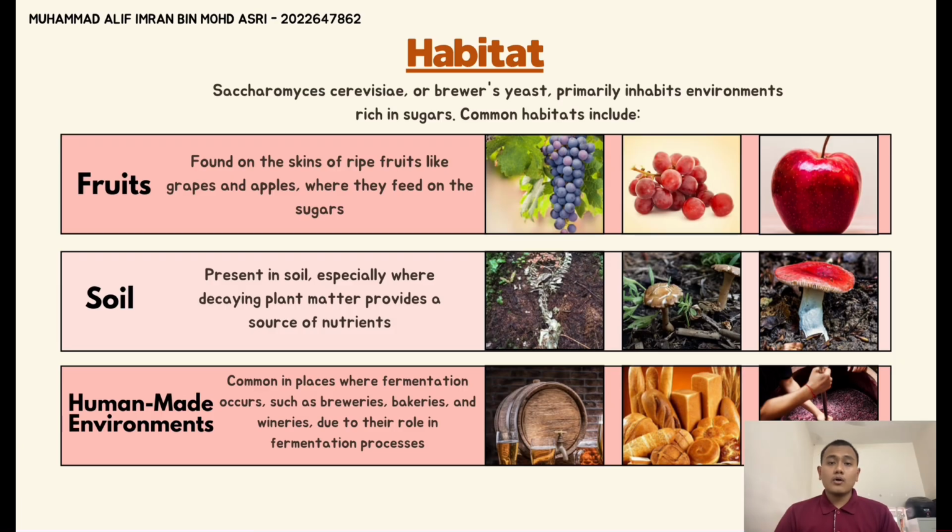Let's take a look at the habitat. Saccharomyces cerevisiae, or brewer's yeast, primarily inhabits environments rich in sugar. First, we have fruits. Found on the skin of ripe fruits like grapes and apples, where they feed on the sugar. Second, soil. Present in soil, especially where decaying plant matter provides a source of nutrients. Third, human-made environments. Common in places where fermentation occurs, such as breweries, bakeries, and wineries, due to their role in the fermentation process.